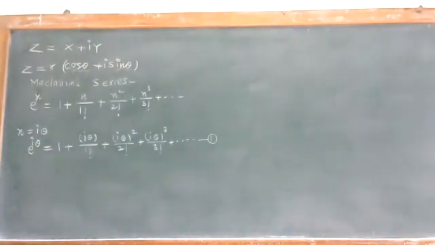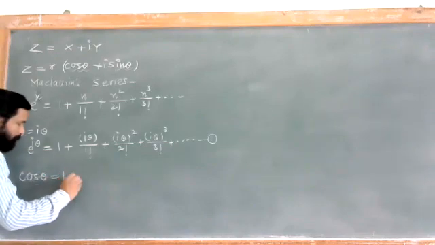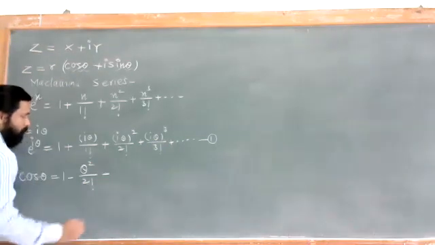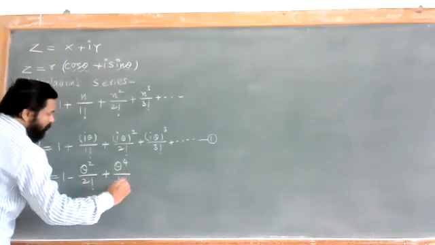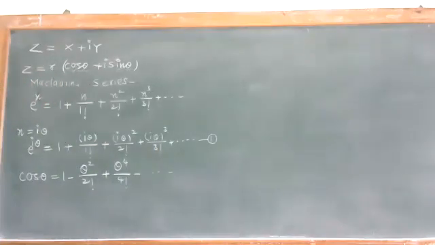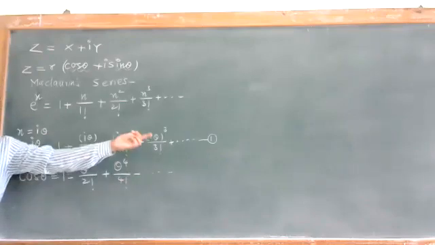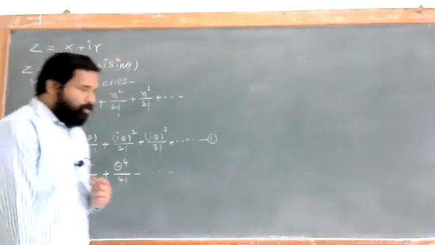So for cos of theta, we can have a series that can be written as cos of theta equal to 1 minus theta square upon 2 factorial plus theta raised to 4 upon 4 factorial minus theta raised to 6 upon 6 factorial and so on. Is everyone able to follow? So we have even powers 2, 4, 6, 8, 10, and all of this becomes cos of theta.